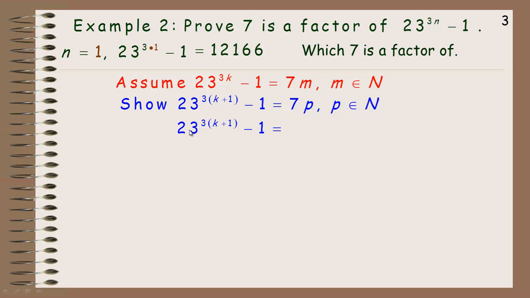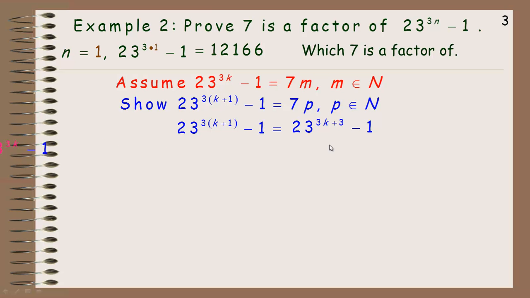So we'll start with our k plus 1 step here. I'm just going to first of all expand this 3 into here. So we have 23 to the 3k plus 3 minus 1. And of course, again, we have to involve this induction hypothesis up here.